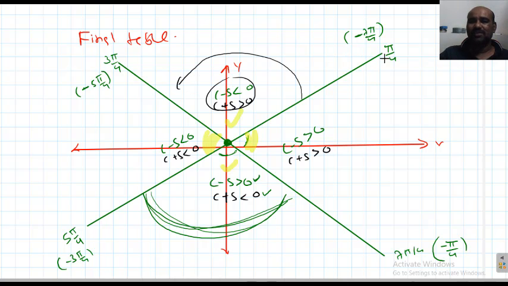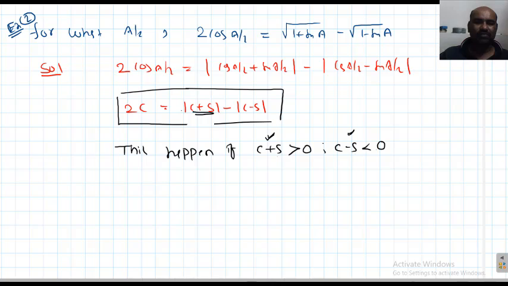In the anti-clockwise direction, you can say that the angle is pi by 4 to 3 pi by 4. In the clockwise direction, you can say minus pi by 4 to minus 7 pi by 4. Now I want to give the answer in the anti-clockwise direction. That's why I say pi by 4 less than A by 2 less than 3 pi by 4.